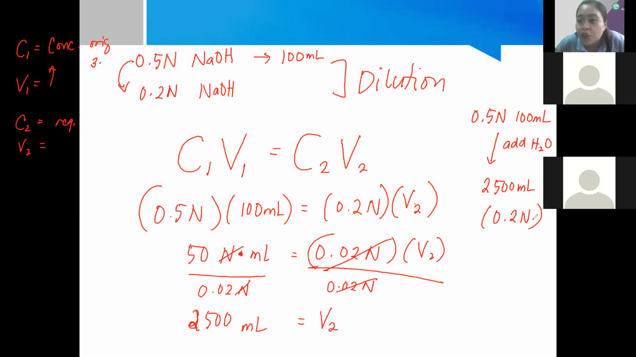I'm not saying na 2,500 ml inyuhang i-add nga tubig ha, dili. Magkuha ka og volumetric flask na 2,500 ml, ibutang nimo ng 100 ml sa sulod, tapos you add water hanggang maging 2,500 ml ang kanyang volume. I hope that is clear. And then automatic, yung concentration niya is 0.2 N.